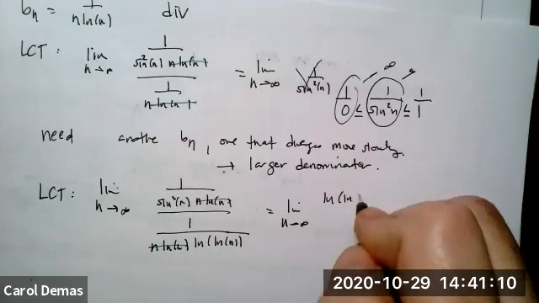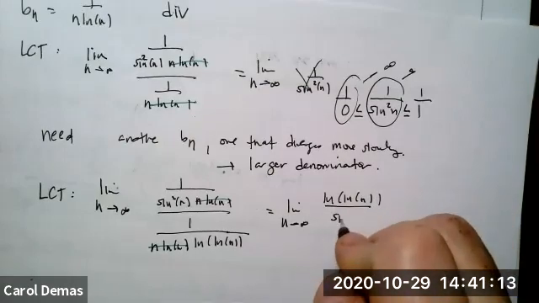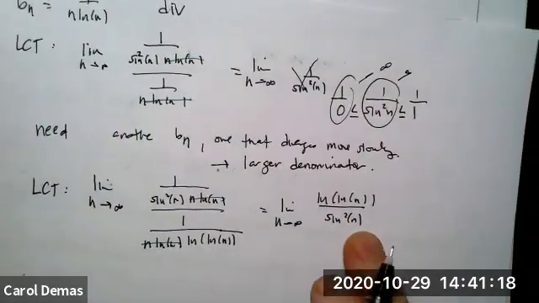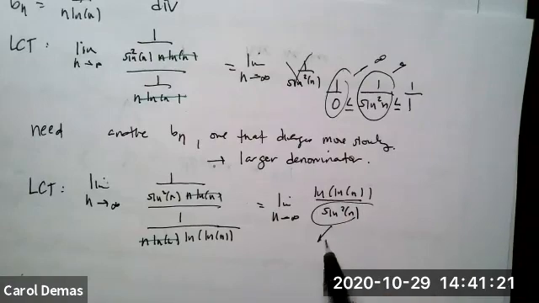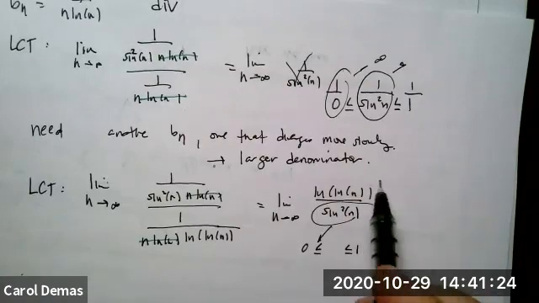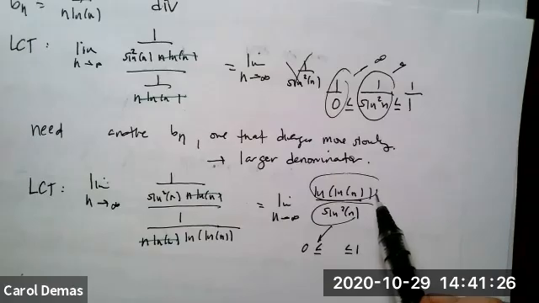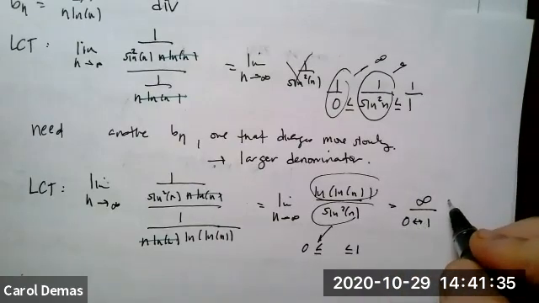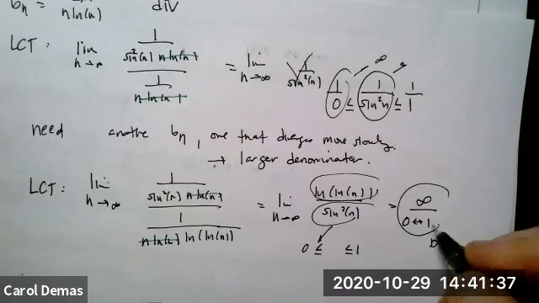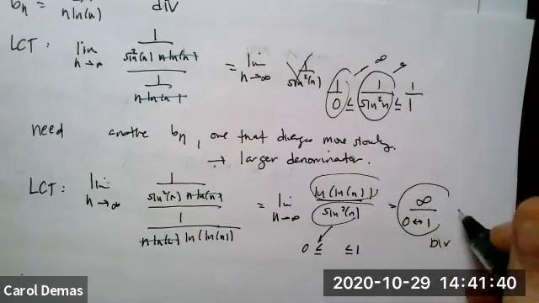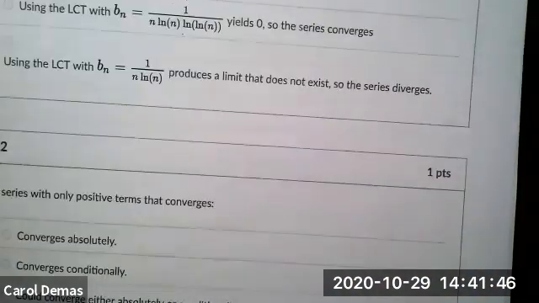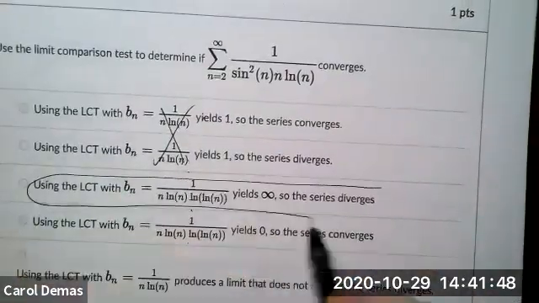The log of n over sine squared n. Okay. Now, where is this going to go? You know, this is going to be going between 0 and 1, but where's this guy going? Infinity. Okay, it's going to go to infinity, and then we're trapped between 0 and 1. So this one diverges, but it's definitely diverging because it's oscillating between values that approach infinity. So that's your answer.